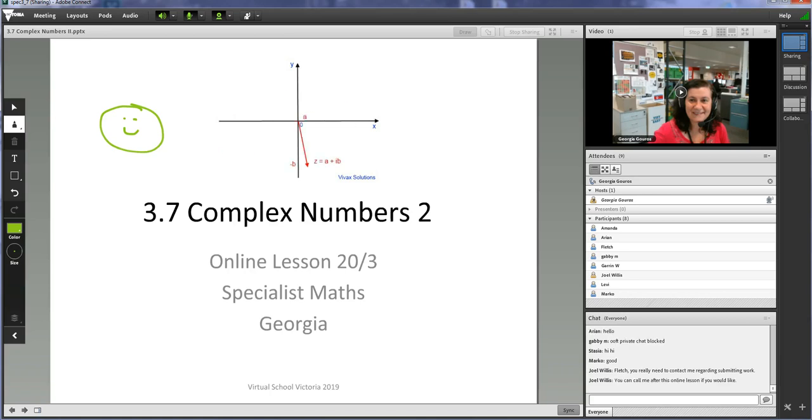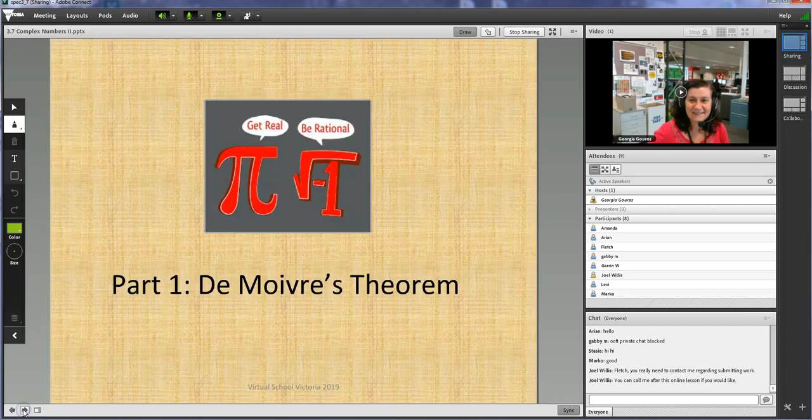Okay, so welcome to Specialist Maths. Yay! Week 7. Week 7, we're continuing on with complex numbers. So hopefully you enjoyed week 1. And in your imaginary little world, you know that i squared is equal to -1.